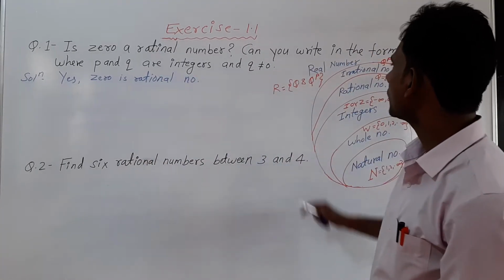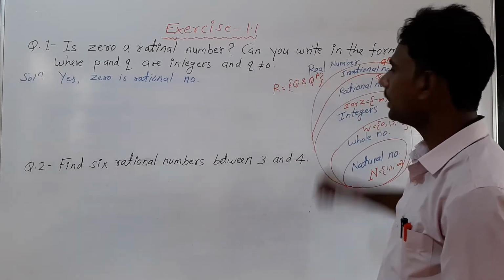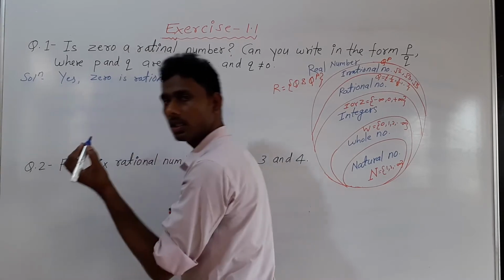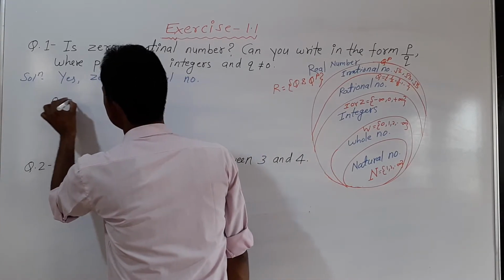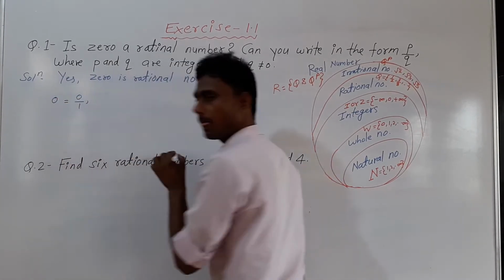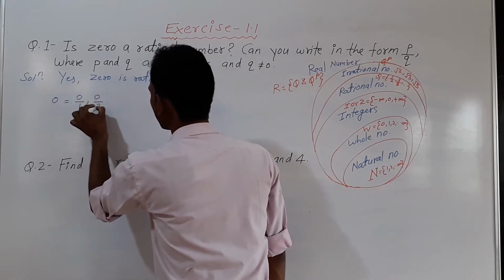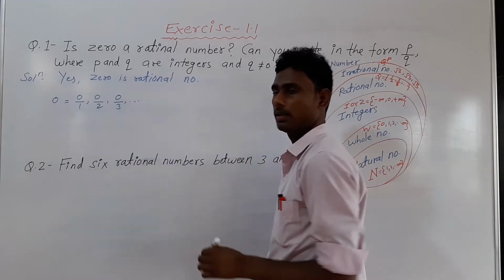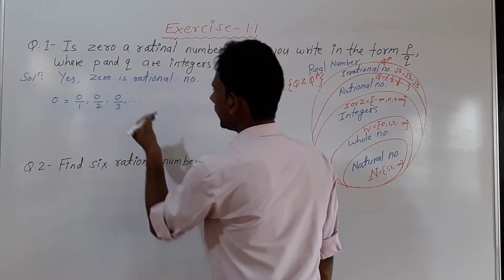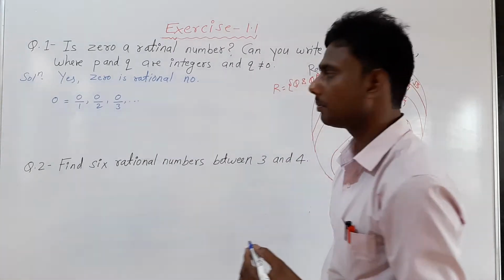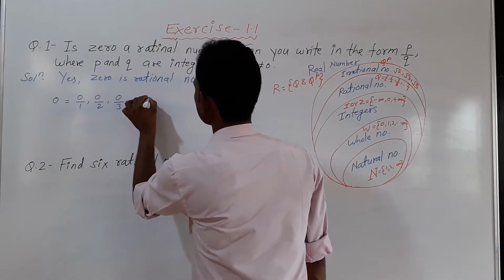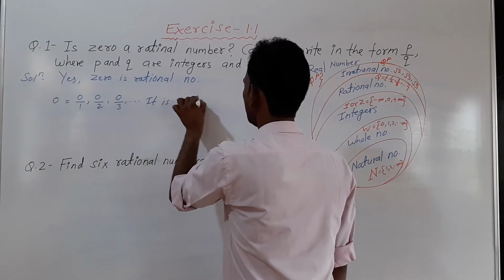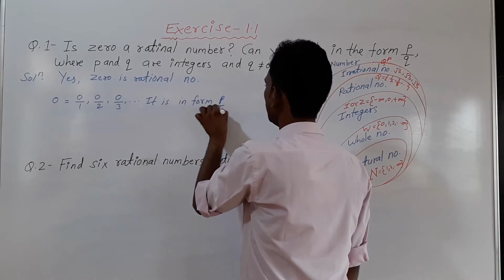Second question is, can you write 0 in the form of p upon q? Yes, we can write 0 in the form of p upon q, because 0 equals 0 upon 1, 0 upon 2, 0 upon 3, and so on. We can represent 0 in the form of p upon q.